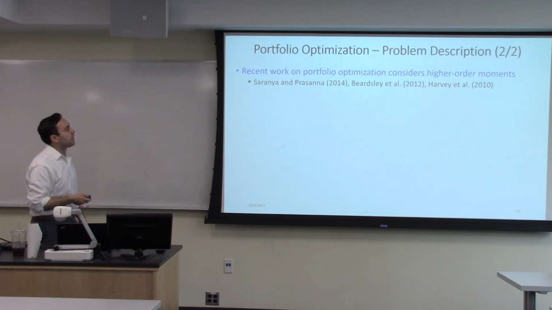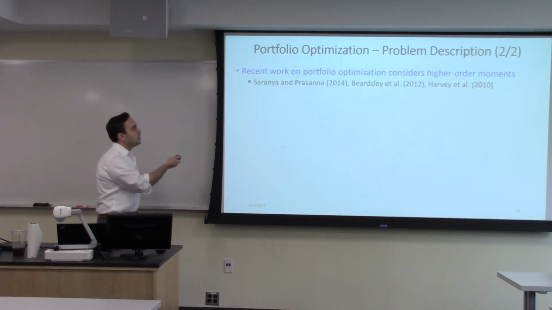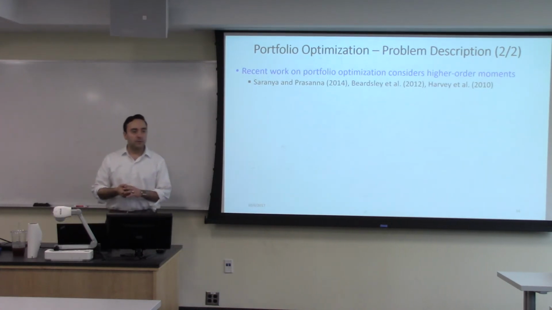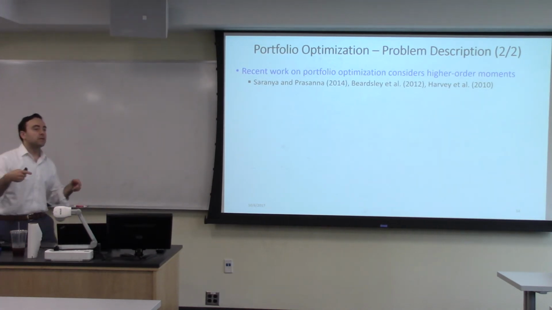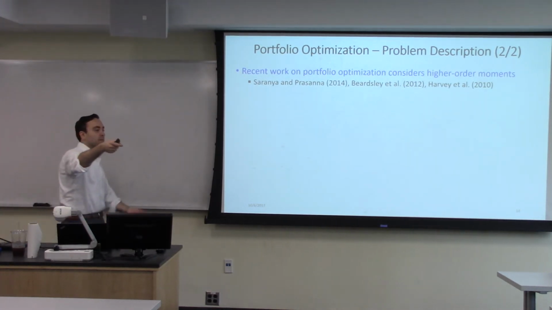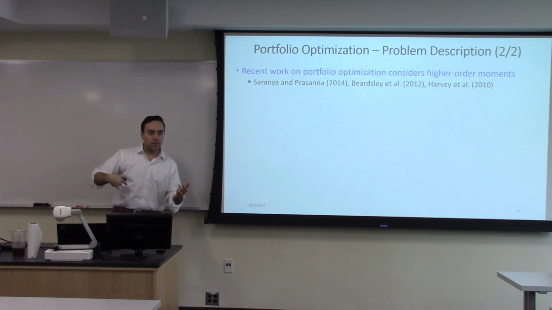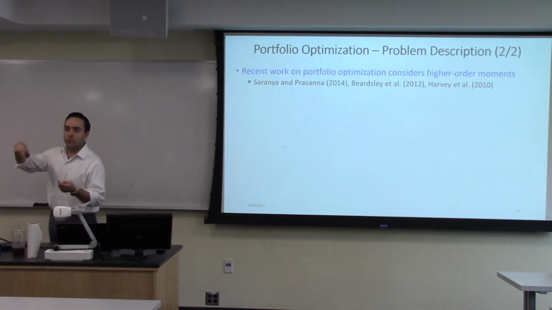Now, in modern portfolio optimization, they actually consider higher order moments, not just the first and the second order moment. So in general, you want to maximize the first and the third order terms and minimize the second and the fourth order terms. The third order term is skewness, the fourth order is kurtosis.